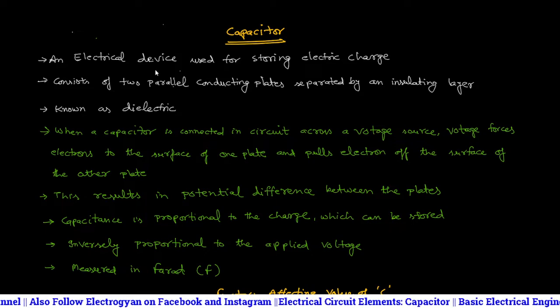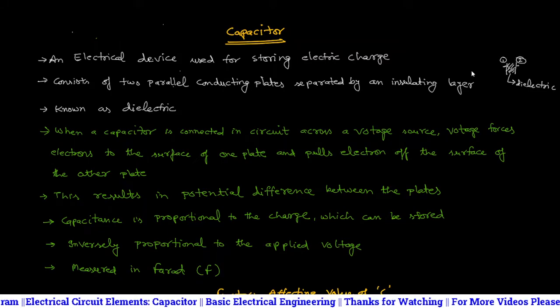A capacitor is an electrical device used for storing electric charge, and it consists of two parallel conducting plates in this way, and these parallel plates are separated by an insulating layer in this way. This insulating layer is known as the dielectric, and these two are the parallel plates. This is plate number 1 and this is plate number 2.